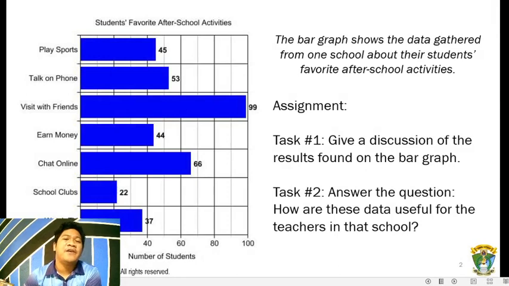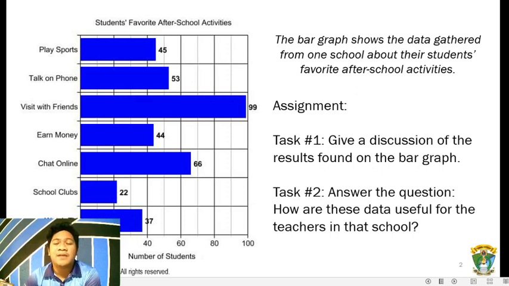So you have here an activity or an assignment to make. The bar graph shows the data gathered from one school about their students' favorite after-school activities. You can see in the bar graph the different after-school activities and the frequency count or the number of students who are doing each after-school activity.